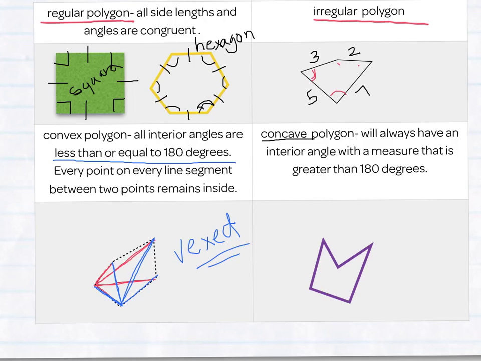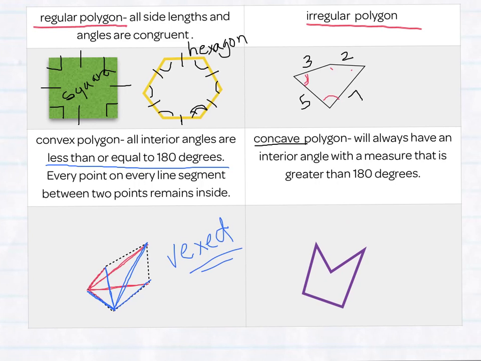Yep, you're right, you found it. This angle is way bigger than 180, so that angle makes this polygon concave, which to me makes me think it could cave in. Also notice that if you try to draw a line between every vertex in this concave polygon, it will actually go outside of the polygon.